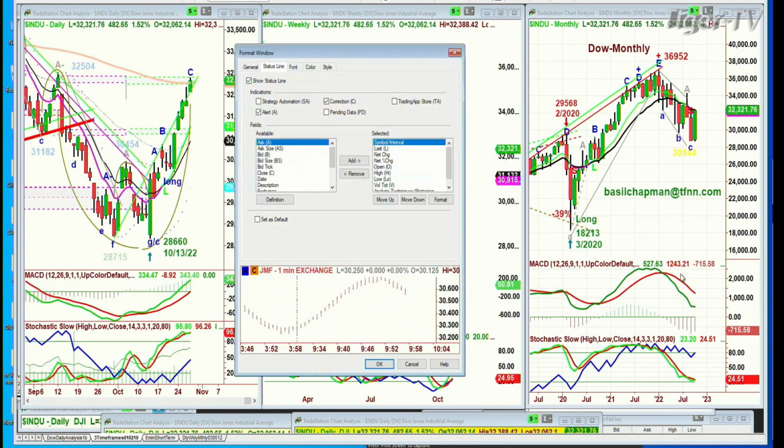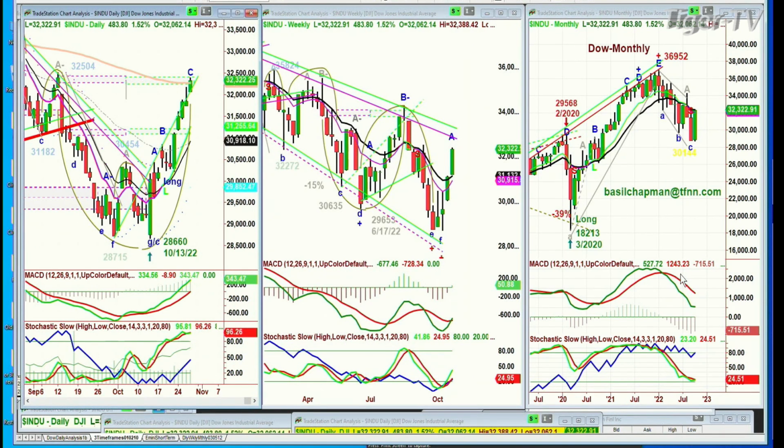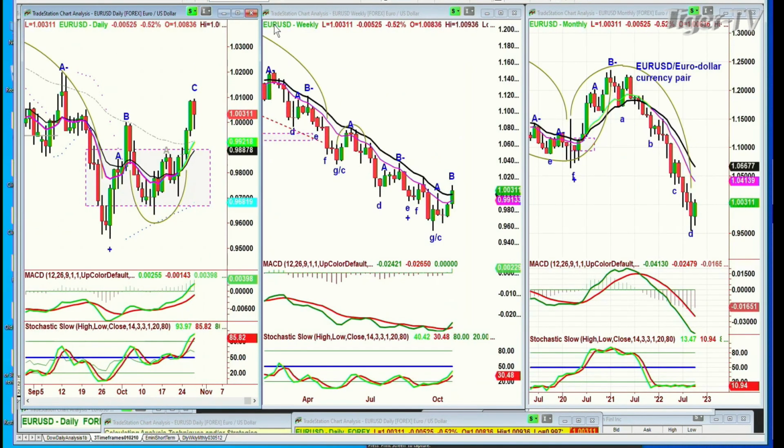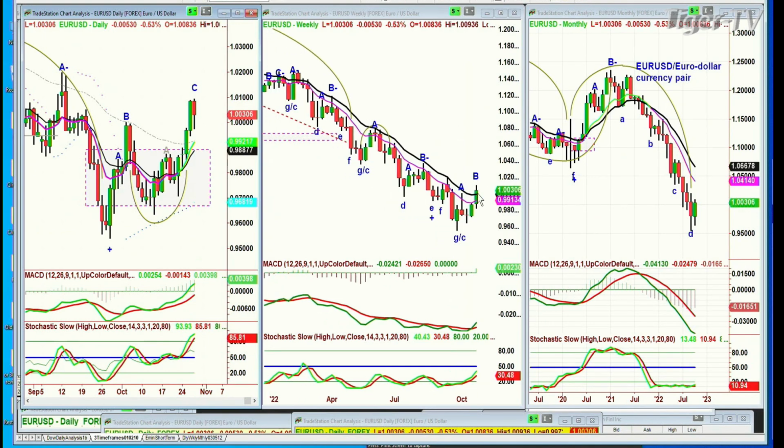Now, what am I forgetting? I've done the VIX, I've done that. EUR, USD. Did I type in the wrong place? Let's just put it over here. EUR, USD. Pulling back, made a new recovery high, pulling back a little bit. First time it is above the 14-period exponential moving average since back in March. Way back in the 1.14 area.